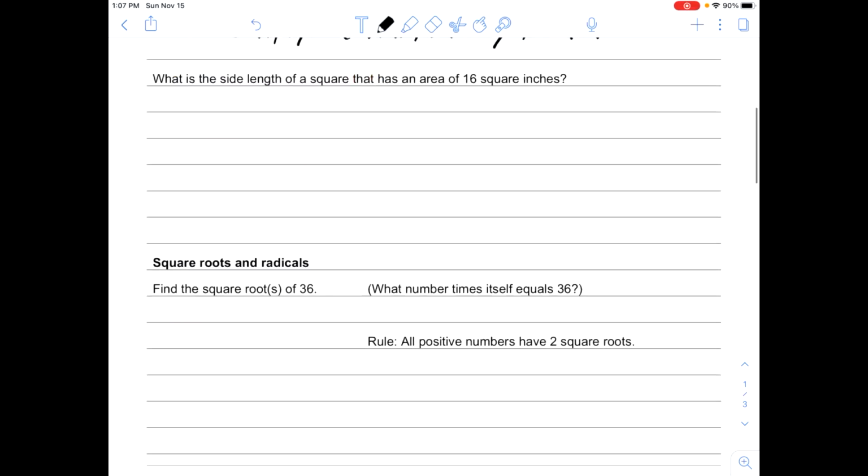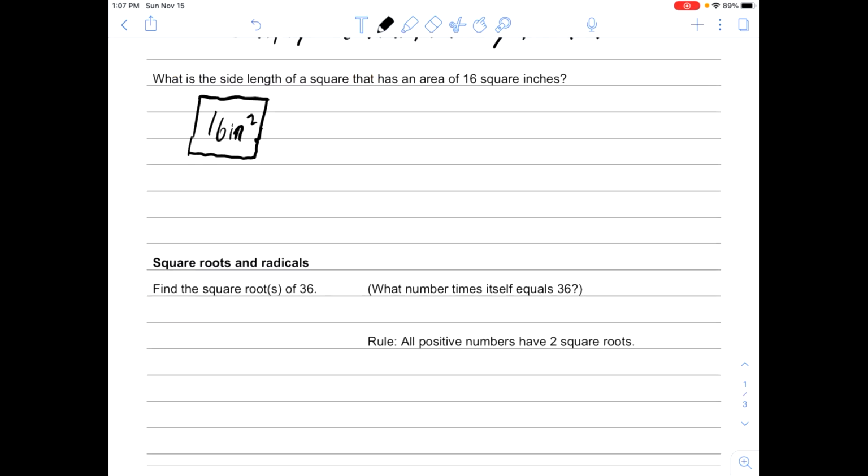So our first question helps us understand where this type of problem comes from, and that is, what is the side length of a square that has an area of 16 square inches? So if we were to think about what this would look like, we would have a square, and we know that the inside of this square is 16 square inches.